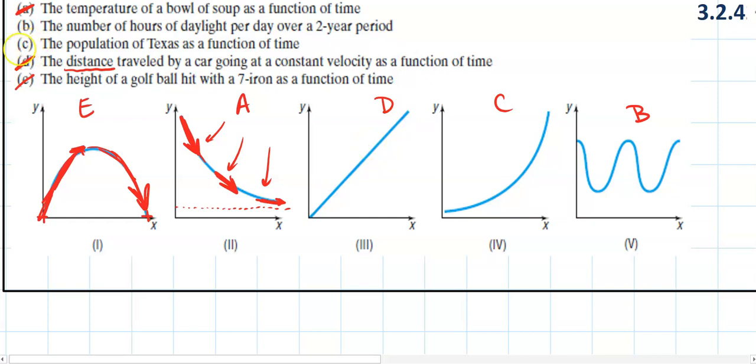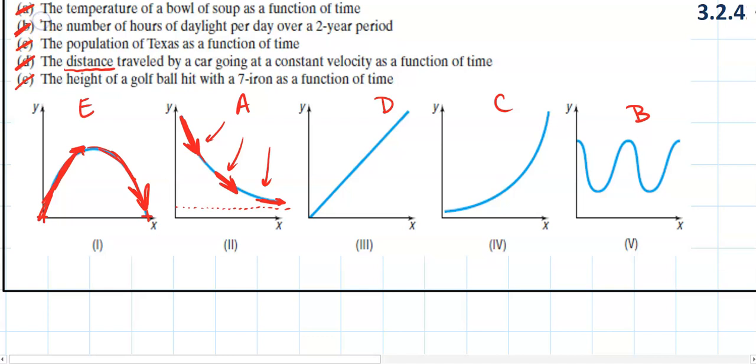Question C, I would argue, is the population of Texas over time. And again, you don't have to be a scholar with regards to the population of Texas in this case, but populations in general in most locations increase somewhat slowly at first, and then as more and more people increase the population, the rate of population growth tends to grow faster and faster. So in this case, I would expect to see essentially an exponential growth function for part C.